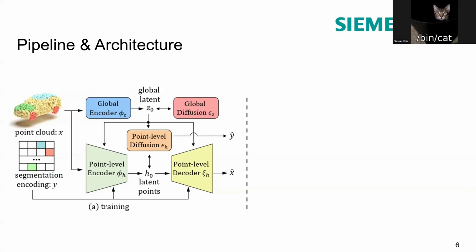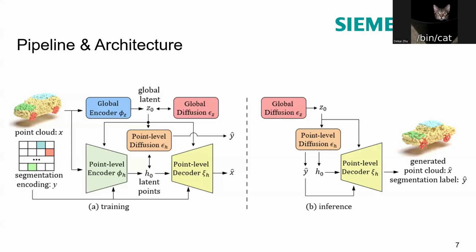First, we incorporate segmentation information as conditional input to both the point-level encoder and decoder. Second, we upgrade the point-level diffusion model so that it can generate not only the latent features H0, but also the corresponding segmentation.